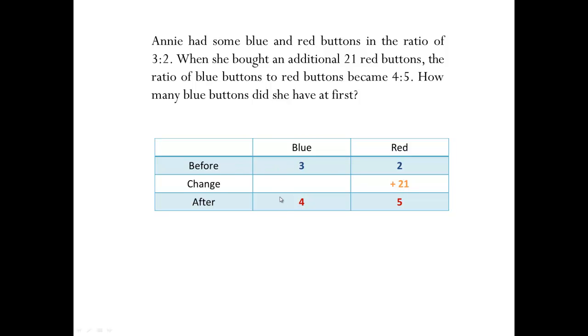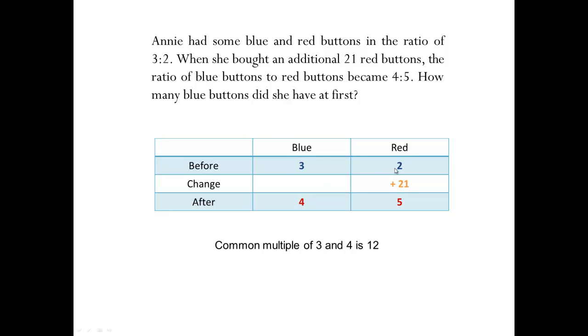For before and after, we note that the number of blue buttons remains unchanged. So these 3 units and these 4 parts should represent the same quantity. So 3 units and 4 parts. How can we make that the same? Yes, that's right. The common multiple of 3 and 4 is 12. So we can change these 2 sets of ratio into equivalent ratios involving the number 12.